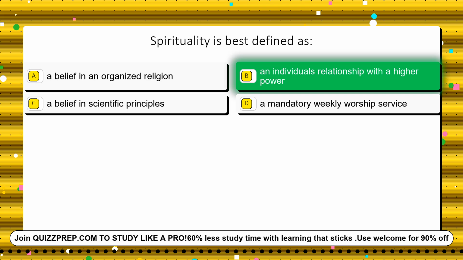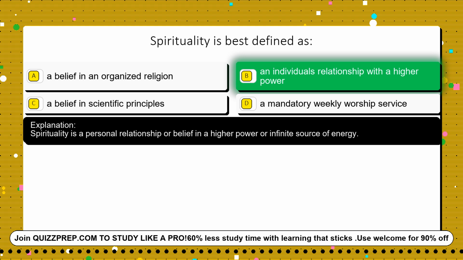The correct answer is option B, an individual's relationship with a higher power. Spirituality is a personal relationship or belief in a higher power or infinite source of energy.